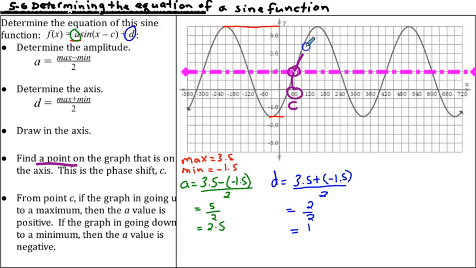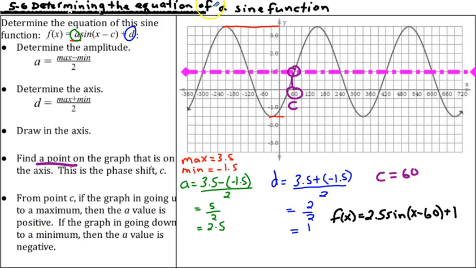Because a sine curve looks like this. So that beginning point right there, that is the beginning of a sine curve, and that gives you the phase shift. So your C is equal to 60, and your equation would then be f of x equals, the A was 2.5, sine x minus C, which was 60, plus D, which was 1. So that's one possible answer.